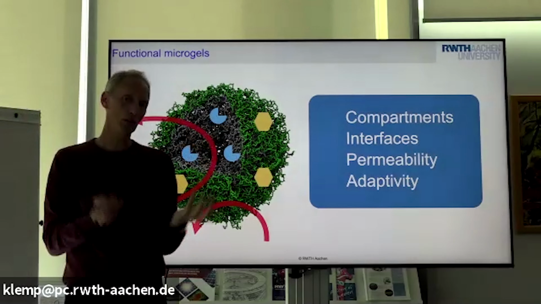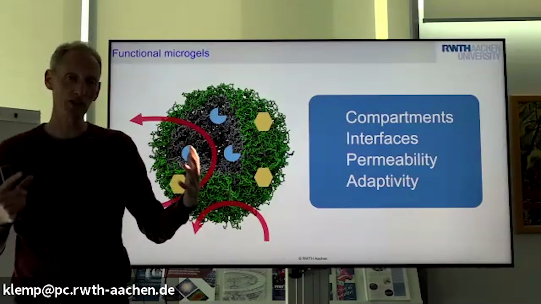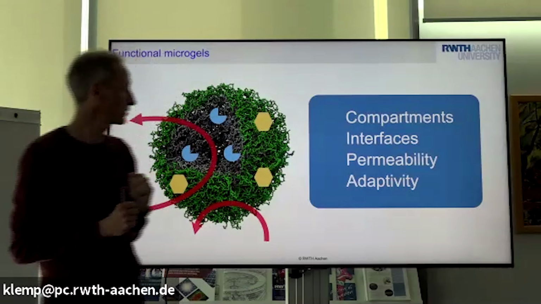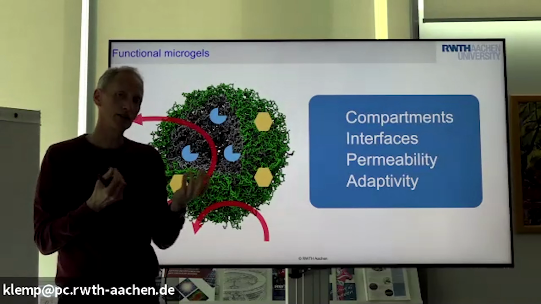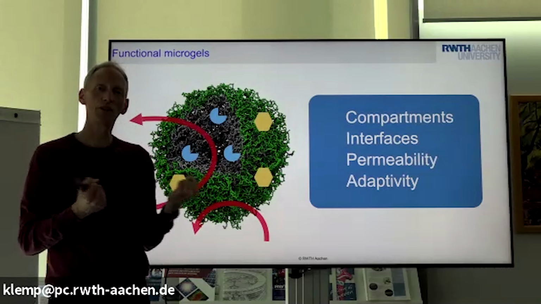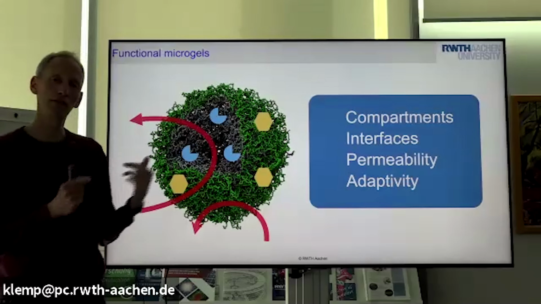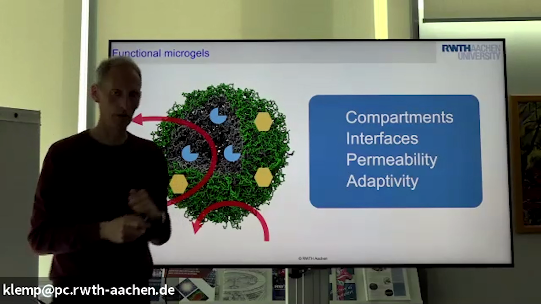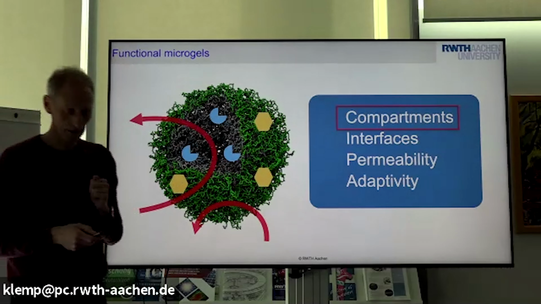As it's a swollen network, it's permeable, at least for small molecules, and depending on the mesh size, it will be permeable for larger molecules as well. And as it's a gel-like object, it also has the opportunity to adapt to its surroundings, so it can deform. And that makes it different to other colloidal systems. Now I will start with talking about compartments.